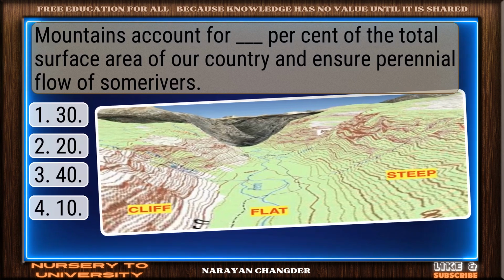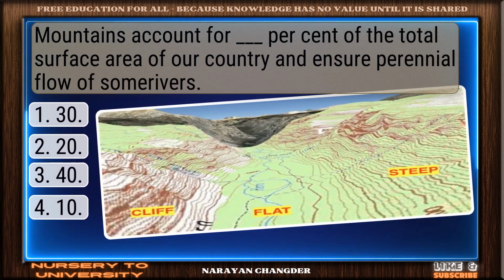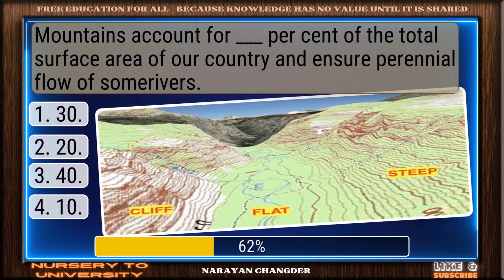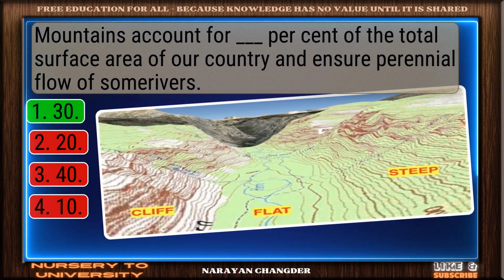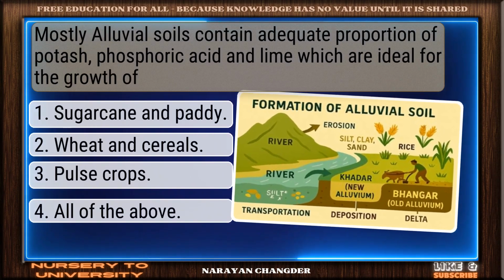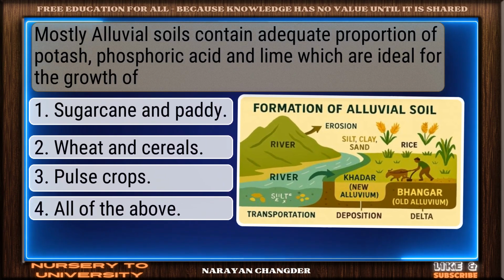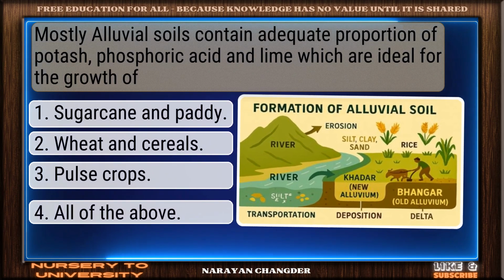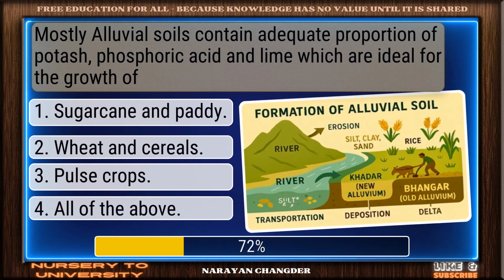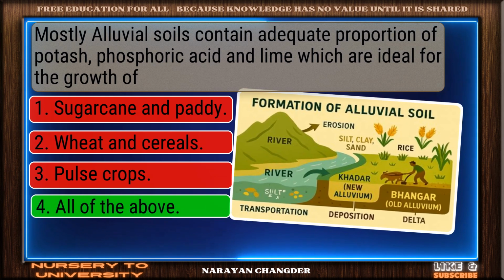Mountains account for dash % of the total surface area of our country and ensure perennial flow of some rivers. Great job, 30 is accurate. Mostly alluvial soils contain adequate proportion of potash, phosphoric acid, and lime, which are ideal for the growth of dash. Well done. All of the above is right.